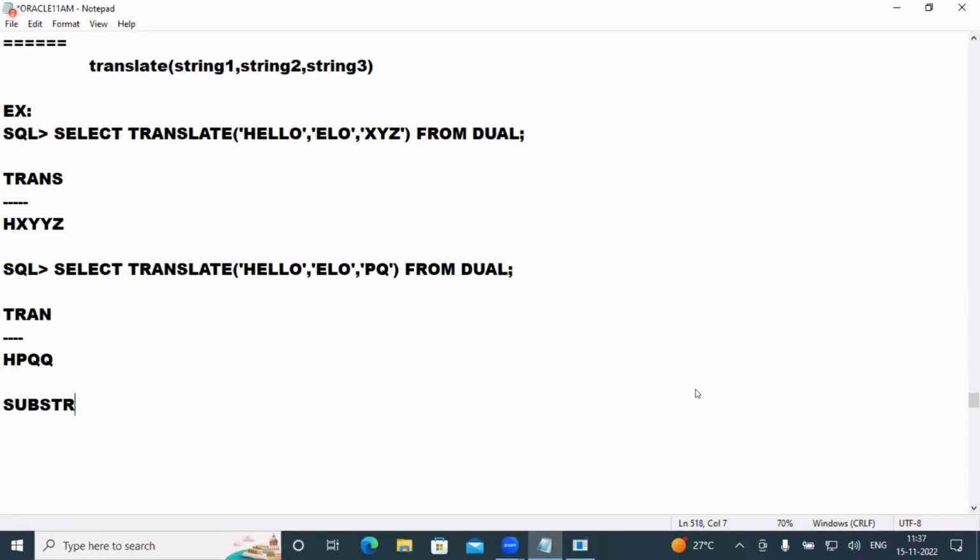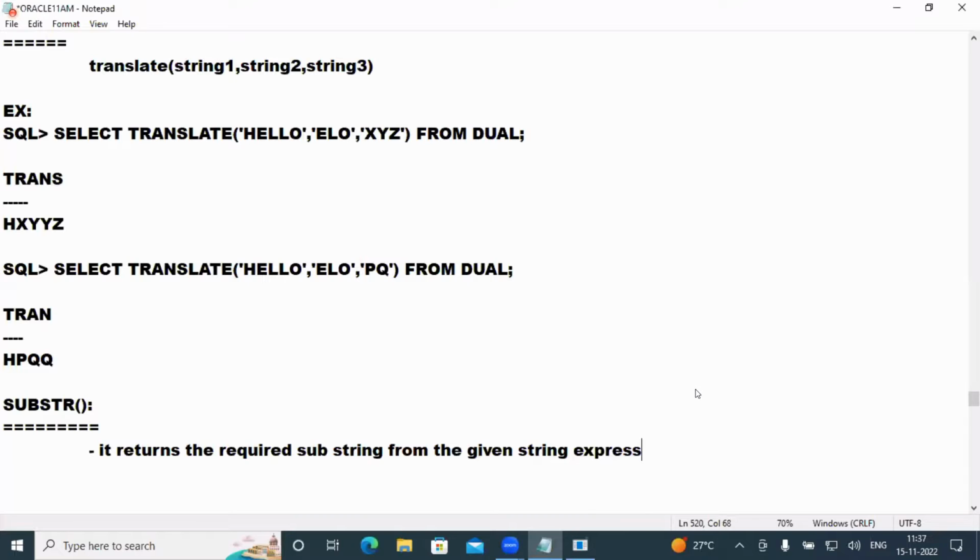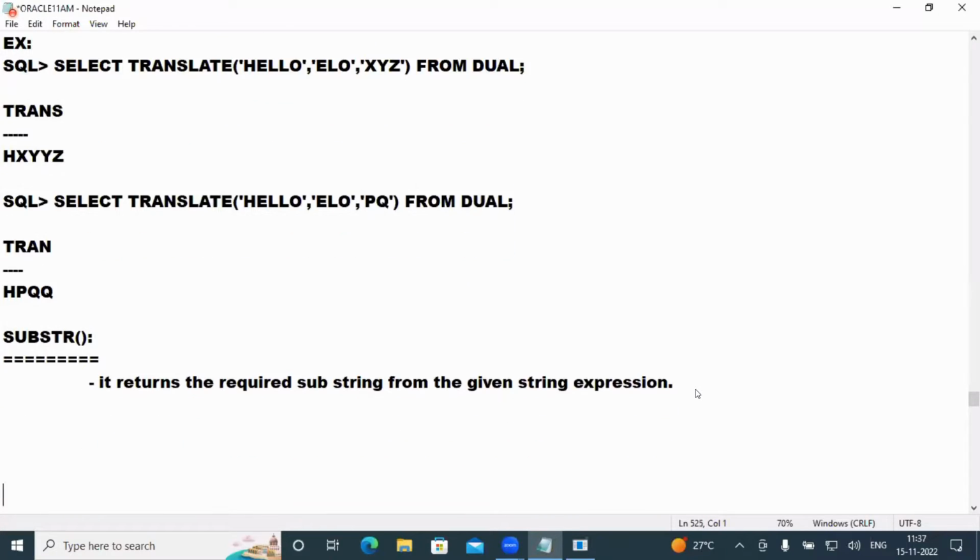So substring function, carefully observe how I'm going to use this function. Substring function returns the required substring from the given string expression.